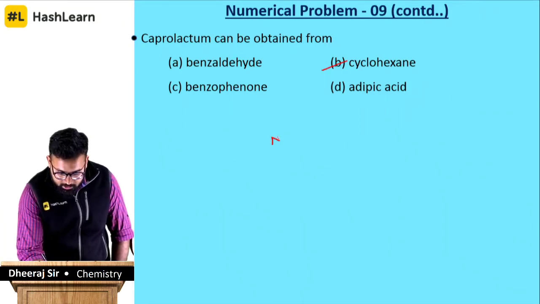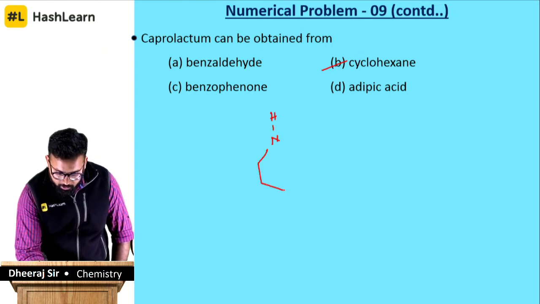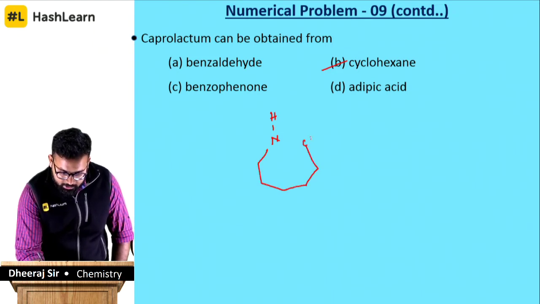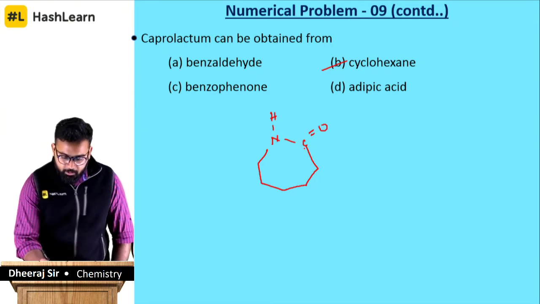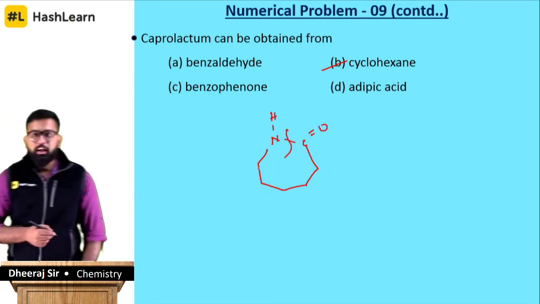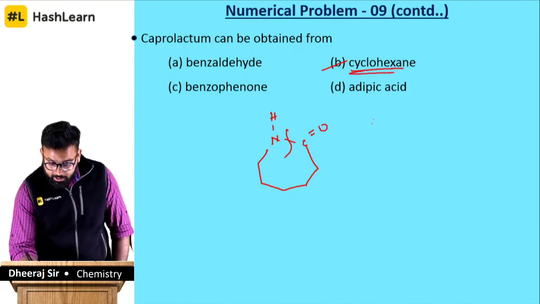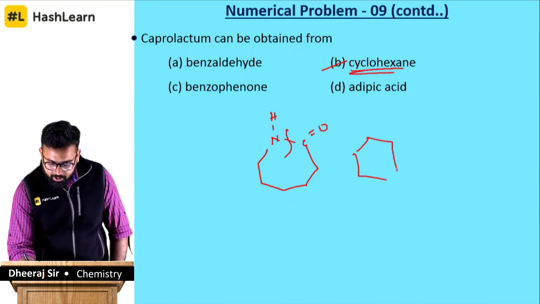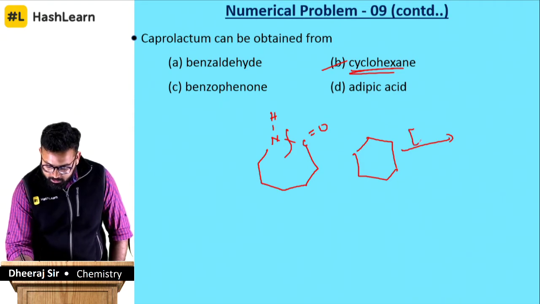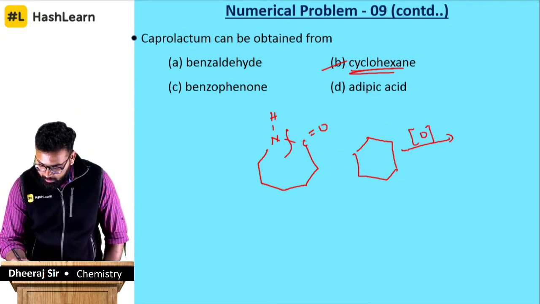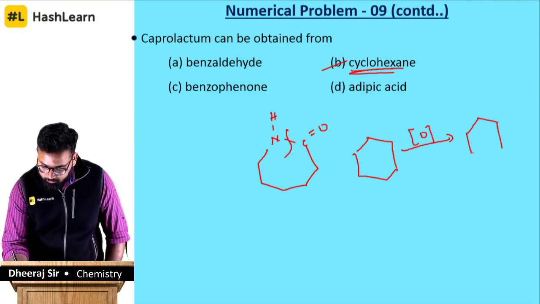Caprolactam is this. We already saw that. 1, 2, 3, 4, 5, and 6: six carbons. It breaks here and it forms a polymer chain. But let me tell you, it starts from cyclohexane. You take cyclohexane, you oxidize it, and you get cyclohexanone.